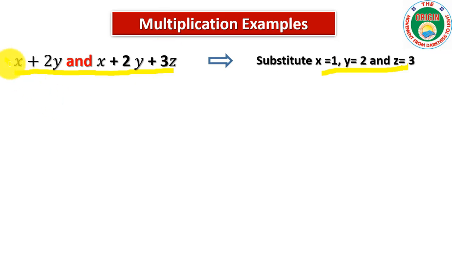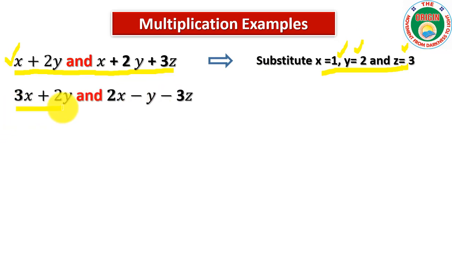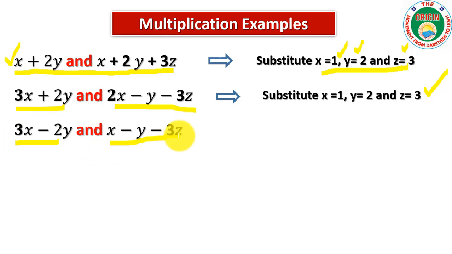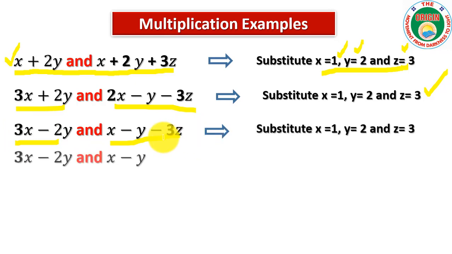Problem: x plus 2y and x plus 2y plus 3z, values x equal to 1, y equal to 2, z equal to 3. Next, 3x plus 2y and 2x minus y minus 3z. Substitute the values x equal to 1, y equal to 2, z equal to 3. Common values are given for all the expressions. Next, 3x minus 2y and x minus y minus 3z. Same, substitute 1, 2, 3.